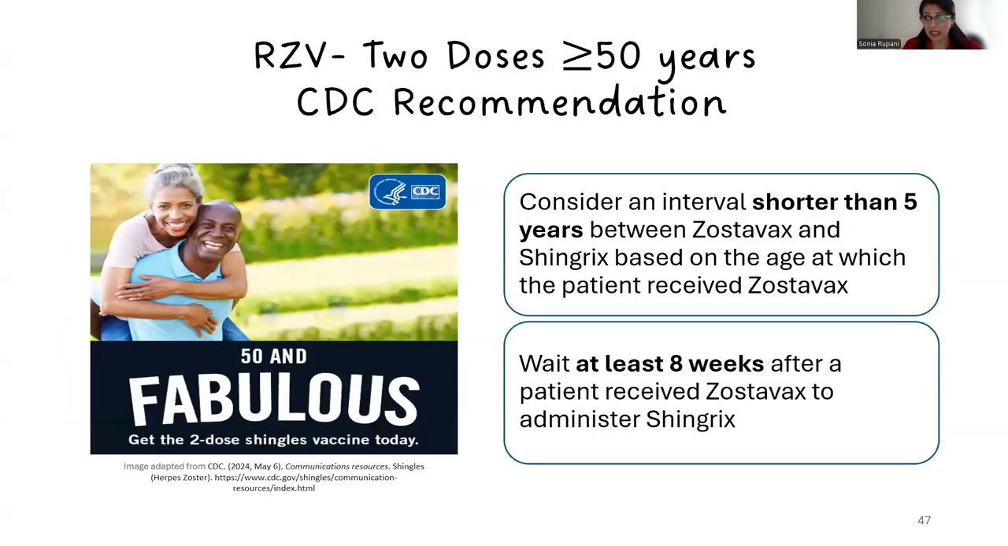If they had the zoster vaccine, now there's been a little gap because that vaccine was discontinued, but the recommendations were to consider shorter intervals of 5 years or less between zoster vaccine and the Shingrix, and wait for at least 8 weeks. That does not apply because it's been a big gap between the discontinuation of Zostavax and the Shingrix now.